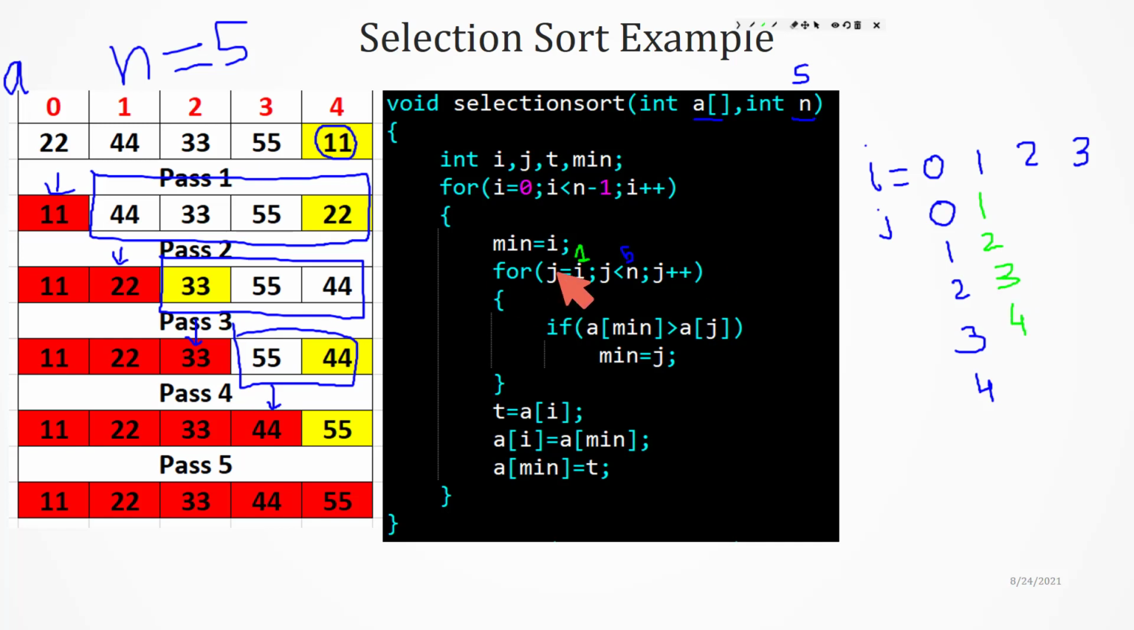So similarly, when i equals 2, the possible values are 2, 3 and 4. And when i equals 3, the possible values are 3 and 4. Is it correct? Yes. Okay.